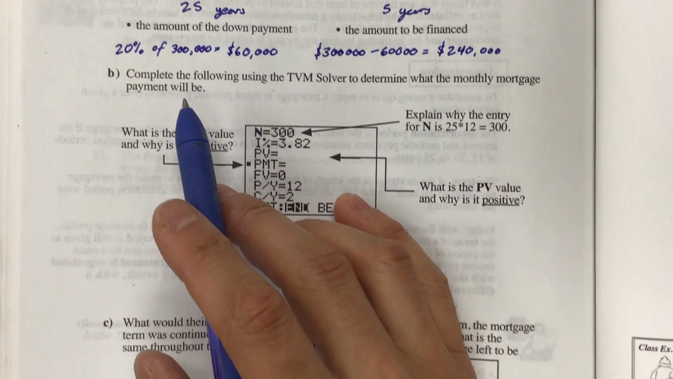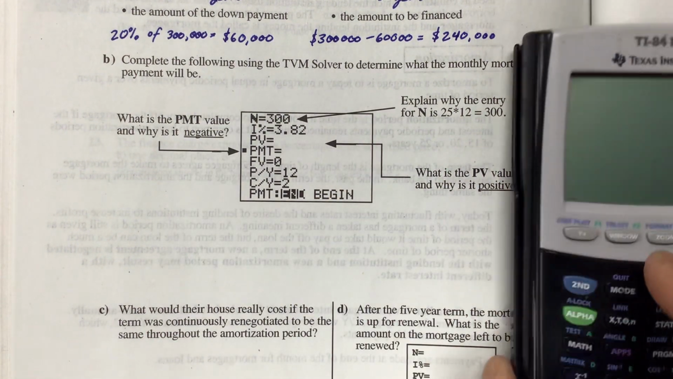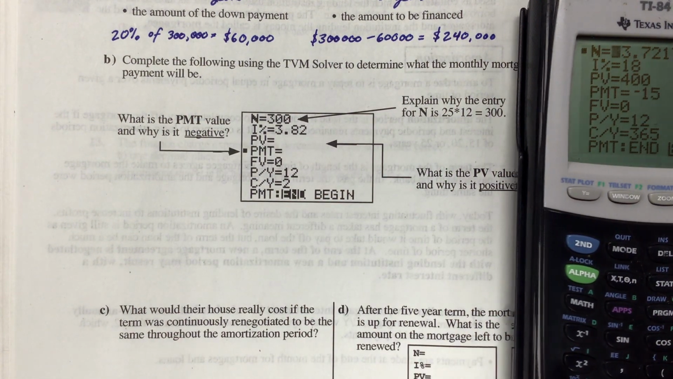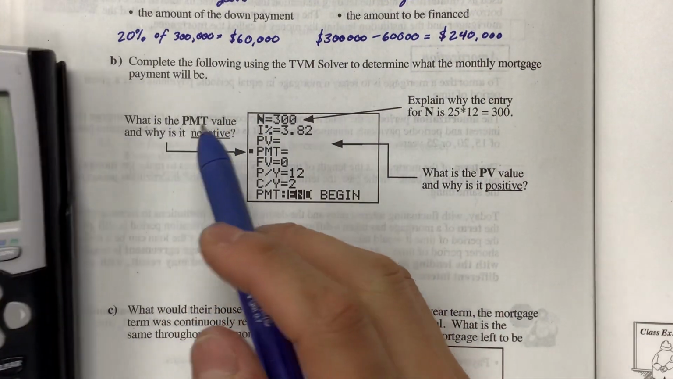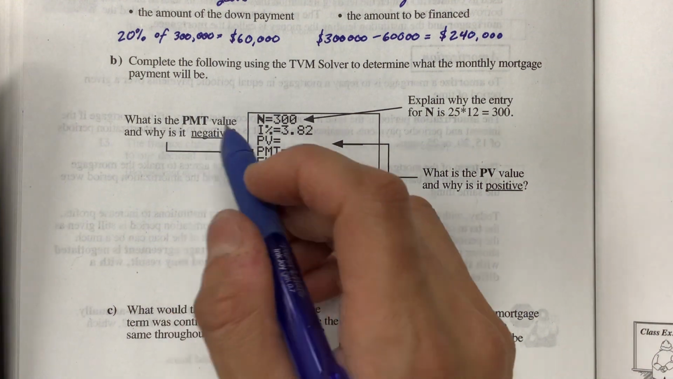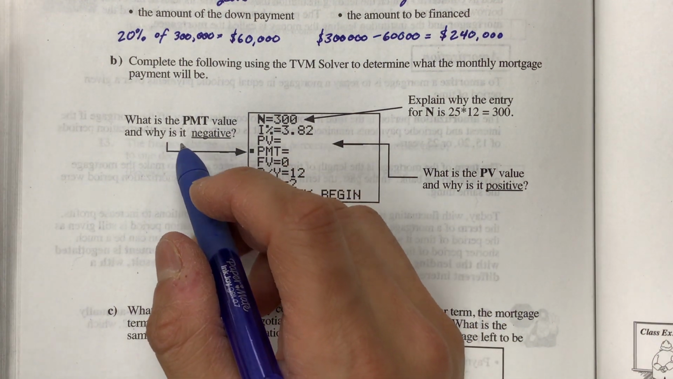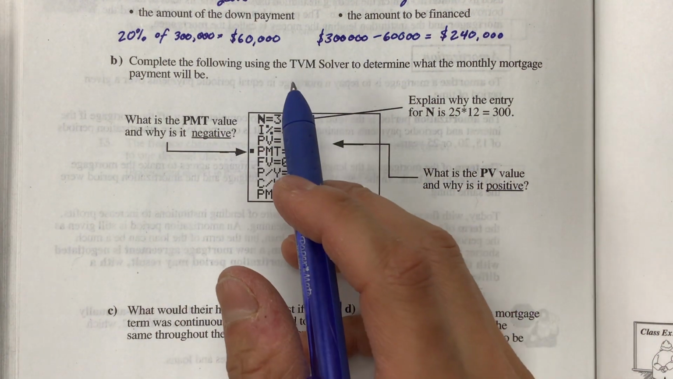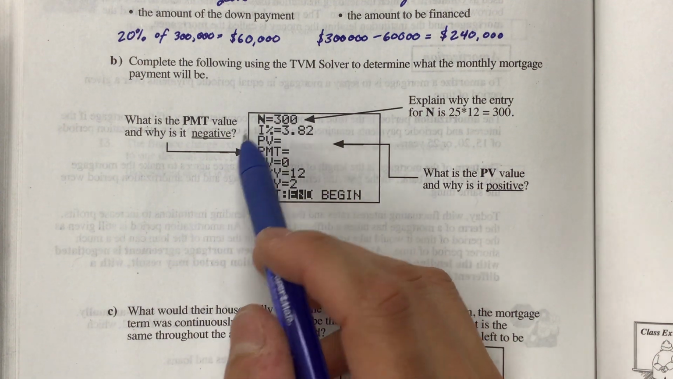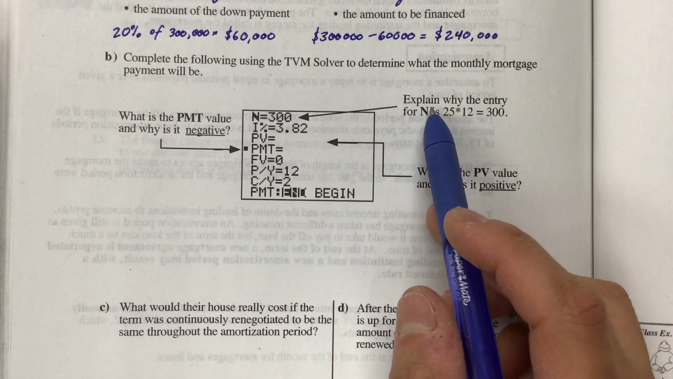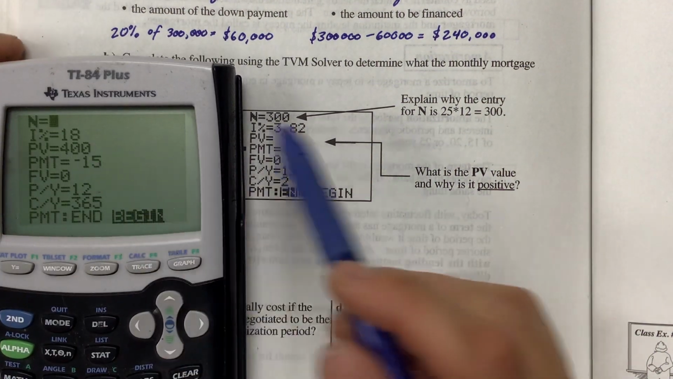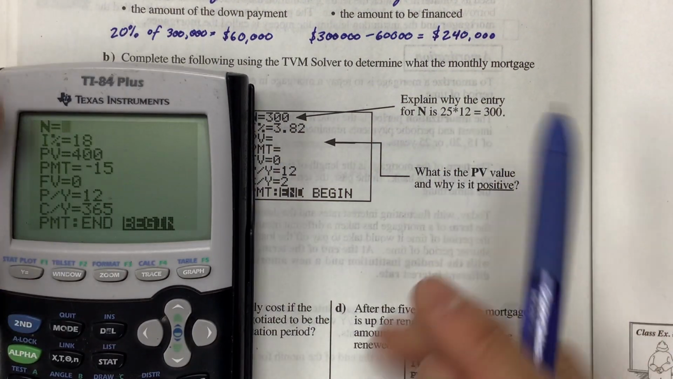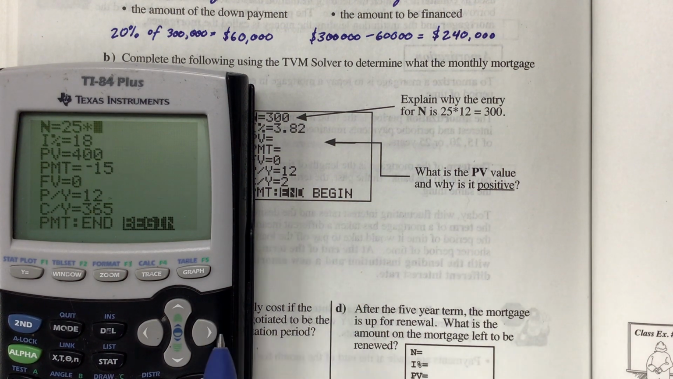So let's type in what we have here. Now, first of all, what is the PMT, the payment value, and why is it going to be negative? Well, that's actually what we are looking to determine, what the payment value is. So let's plug everything else in. The interest is 3.82%, and actually let's start with N. Explain why the entry for N is 25 times 12.